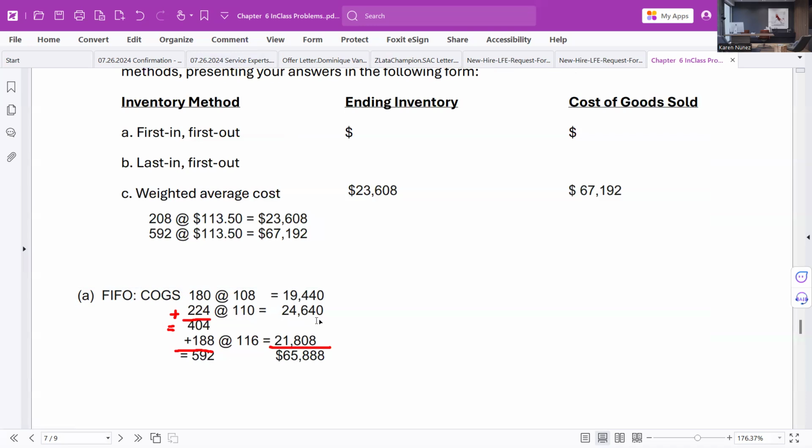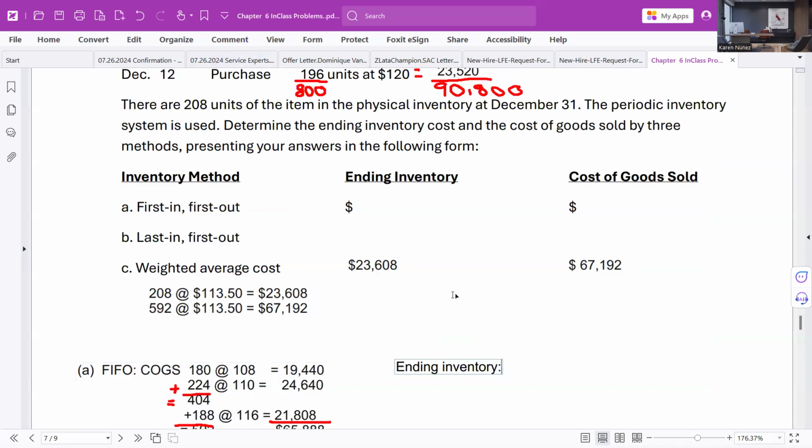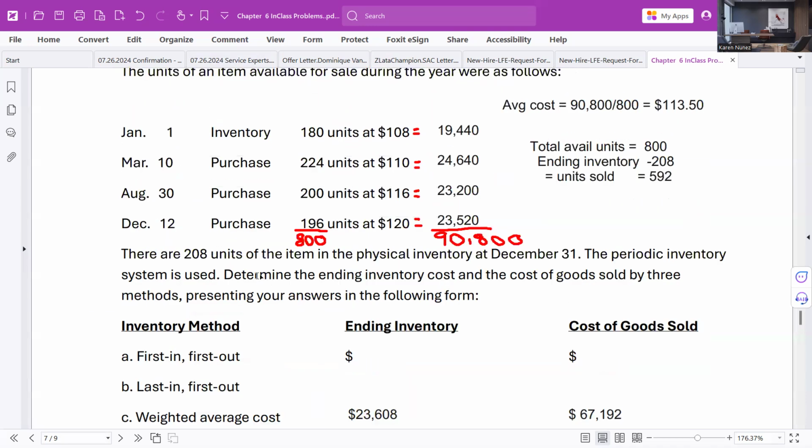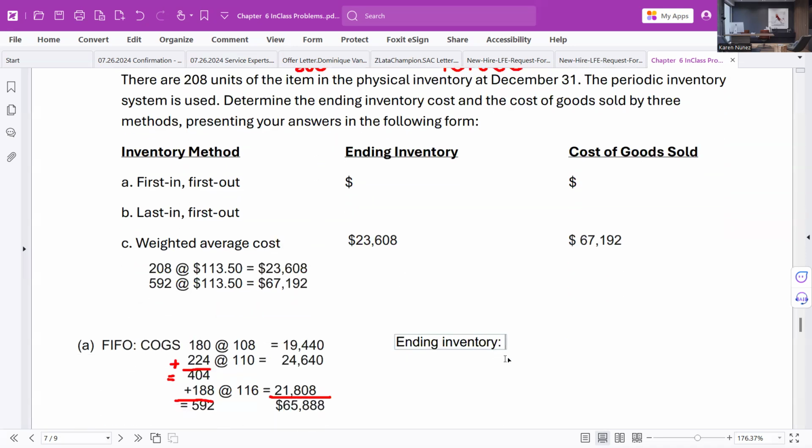And what's the ending inventory? The ending inventory is only 208 units. With FIFO, the cost of goods sold comes from the first ones in, so the ones at the end are still in the ending inventory. We still have the 196, at 120, and that equals 23,520.